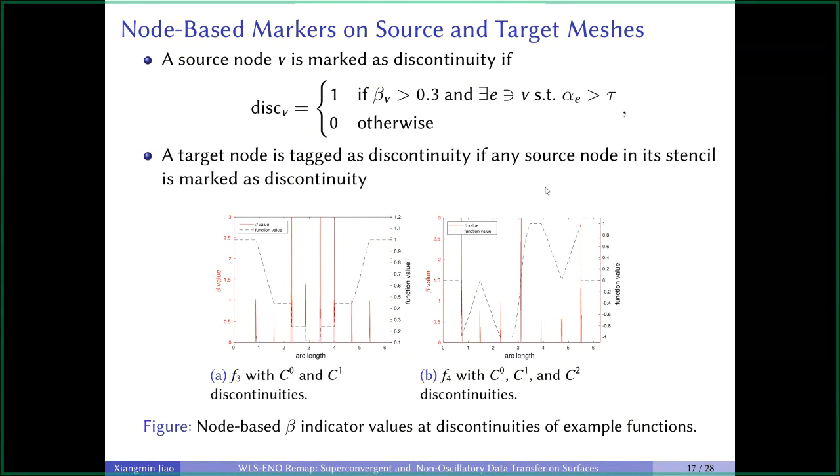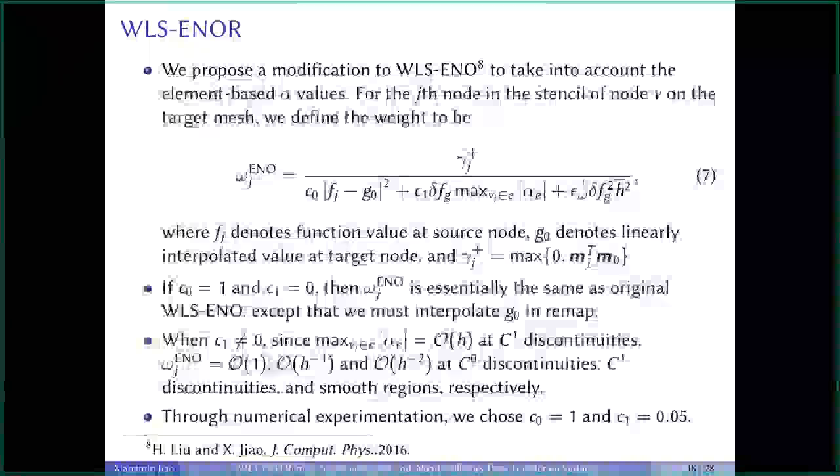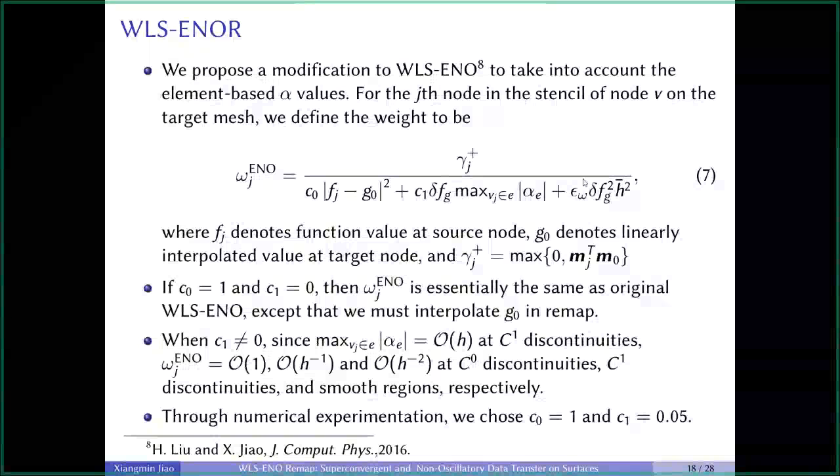In ENO and WENO schemes, there are also indicators, but they are not very robust. They only detect C0 discontinuities and so on.